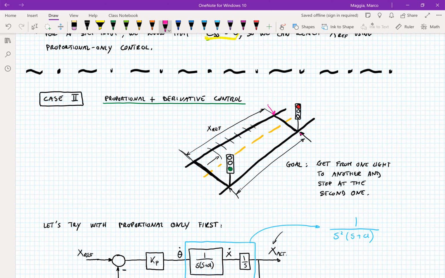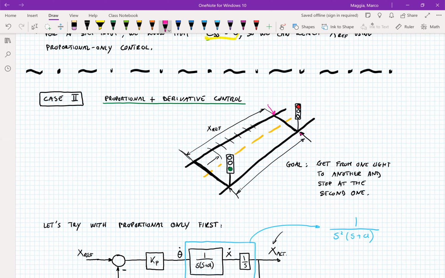So the proportional controller, you can think about it as something that takes care of only the instantaneous part, the instantaneous error. The derivative part will take care of something that happens in the future. So it takes care of the rate of change of the error. So you can get to the second traffic light at 0 speed.